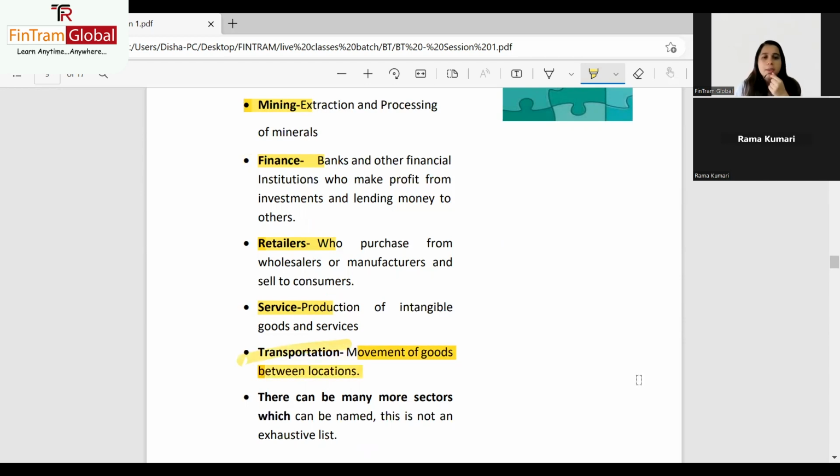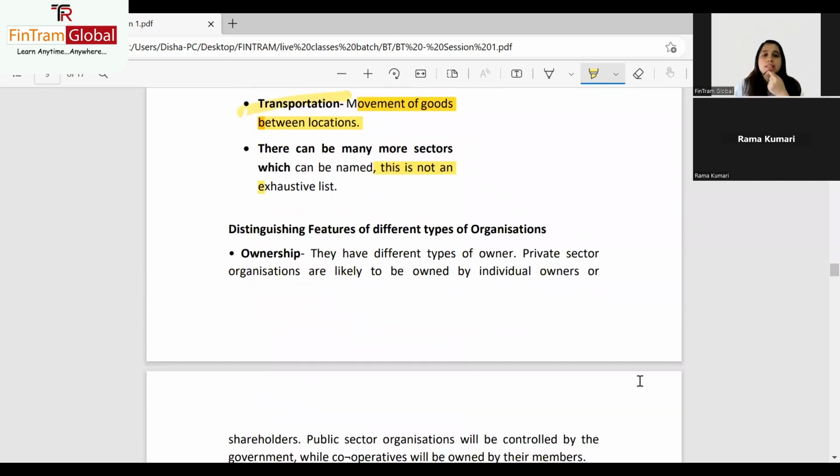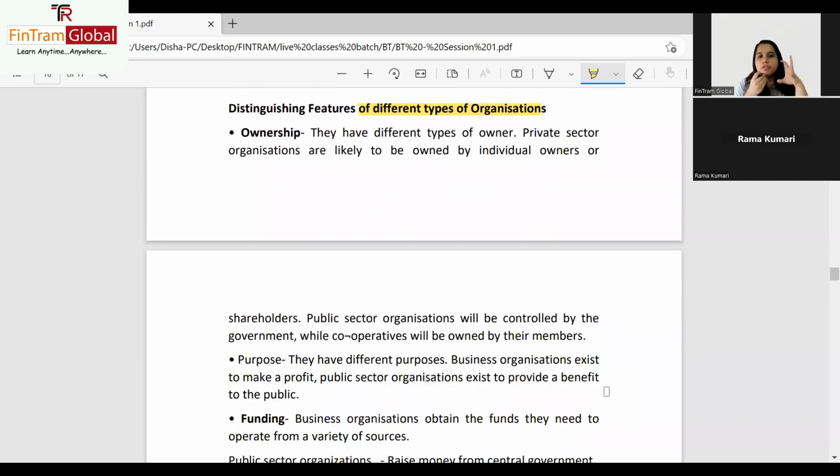And of course, there are many more sectors which have not been named in this list. It's not an exhaustive list. There are many more sectors out there, but these are some of the most basic ones. Then what are the distinguishing features of different types of organization? First one is ownership. Here we are trying to understand the features by which you could distinguish the type of organization.